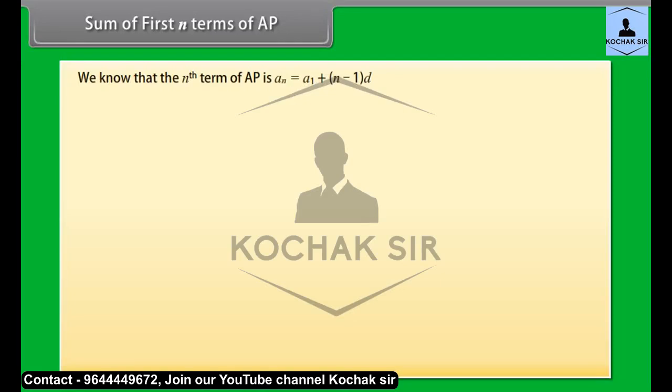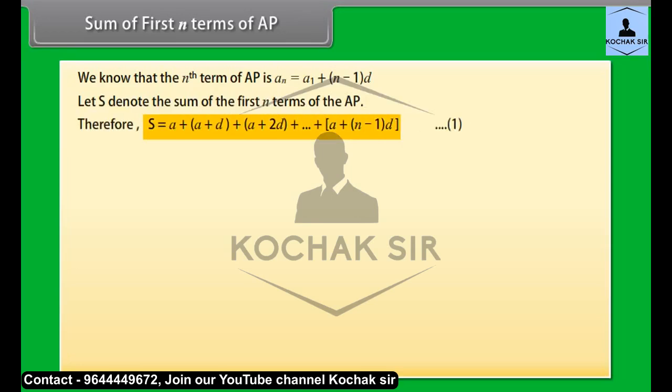We know that the nth term of AP is An is equal to A1 plus (n minus 1) D. Let S denote the sum of the first n terms of the AP. Therefore, we have S is equal to A plus (A plus D) plus (A plus 2D) plus so on plus (A plus (n minus 1) D). Mark it as equation 1.